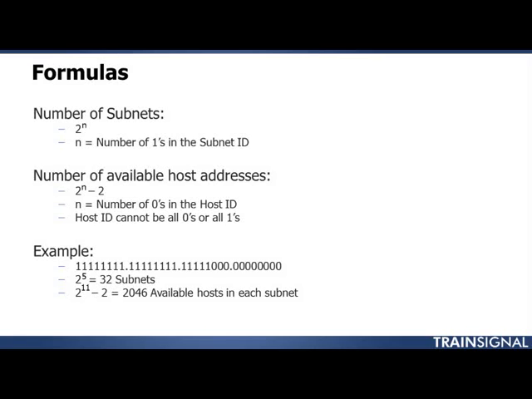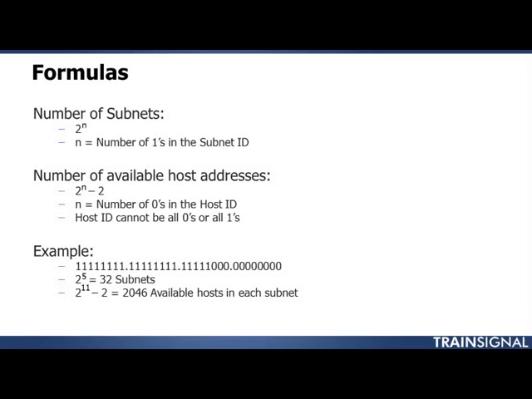When it comes to the number of available hosts that you can have within each network, it's a slightly different formula. It's 2 to the n minus 2. The reason that it's minus 2 is because, remember from IP addressing rules, you cannot have all zeros or all ones in your host ID. So n represents the number of zeros that are going to be in the subnet mask making up the host ID. You take 2 to that number, subtract away 2 because you can't use all zeros or all ones, and you get the number of hosts that are available.